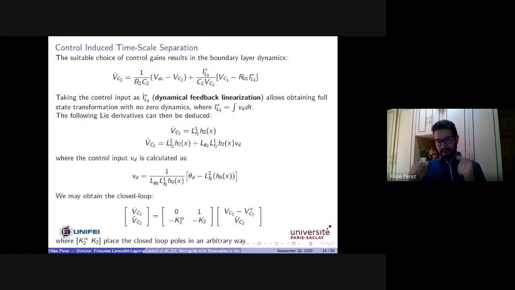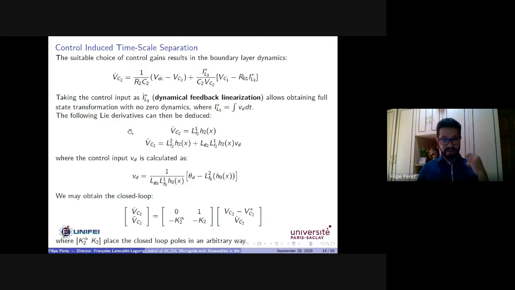So, as a consequence, we result in the boundary layer dynamics model, where the VC2 dynamics consider IL3 already in its equilibrium point. So here, taking the control input as IL3 dot by dynamical feedback linearization, we obtain the full state transformation with no zero dynamics, where the current reference can be easily computed by integrating the control input. Here, we can see also that IL3 squared appears in the equation. So that's why we also choose IL3 dot as the control input.